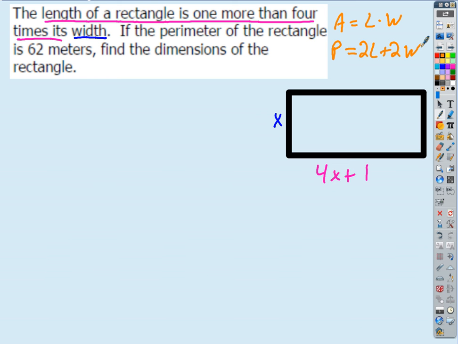So we can set up the equation, the sum of the length and the width. So 2 times x plus 2 times the length, which is 4x plus 1, must equal 62. How about that? Now I've got an equation that's pretty easy to solve. I've only got one variable in there, right? So what would I do? I've got 2 x's. I've got to simplify first before I can isolate. What do I need to do to simplify?